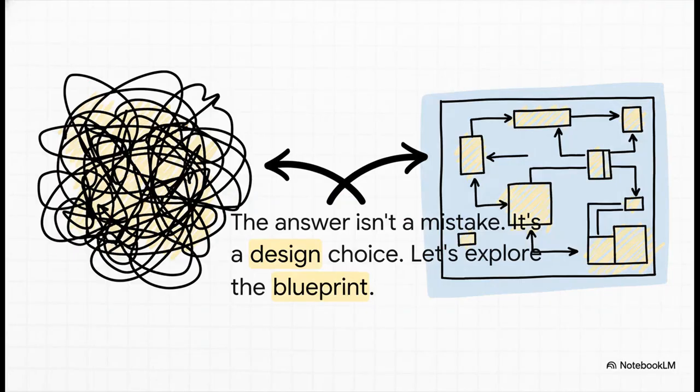But here's the thing. That's not some random error. It's actually a direct result of how a company's data architecture is designed, or more often, how it's not designed. It's a choice. So today, we're going to pull back the curtain and look at the exact digital blueprint that stops this kind of chaos before it even starts.